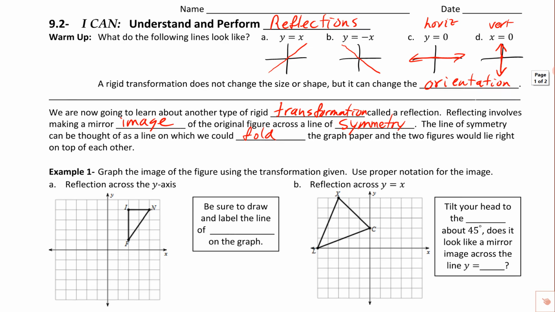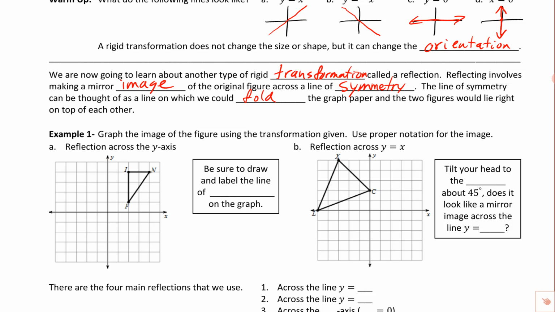So let's take a look at example number 1. The instructions for all these seem to be the same. It says graph the image of the figure using the transformation given. Use proper notation for the image. In this box right here next to example A, it says be sure to draw and label the line of blank on the graph. Well, we're going to be talking about lines of symmetry a lot on this. So write down the word symmetry here. So we're going to be drawing the line of symmetry. Draw and label the line of symmetry on the graph.